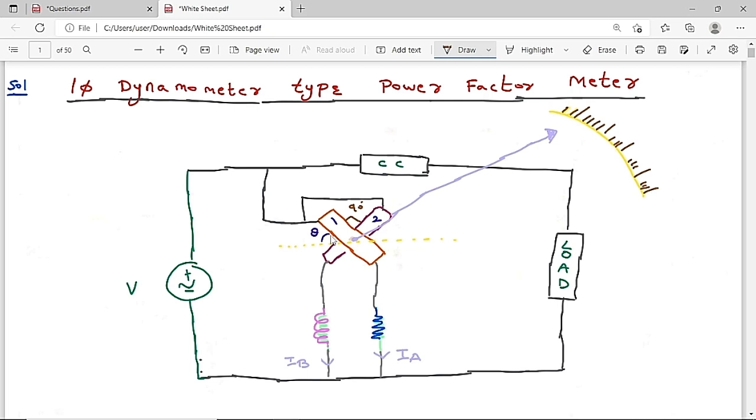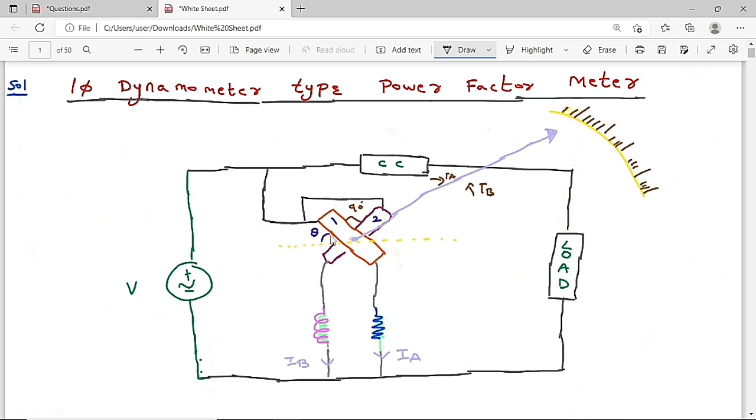So now here on this pointer, because of this pressure coil 1, there will be a torque like this. This is called TA. Whereas because of this pressure coil 2, there will be a torque on this pointer like this. This is TB. So these two torques are always opposite of each other. TA is a torque which is produced because of this pressure coil 1, whereas TB is a torque which is produced due to this pressure coil 2.